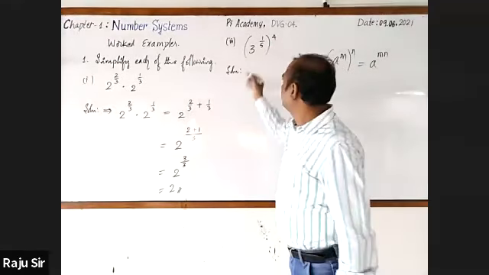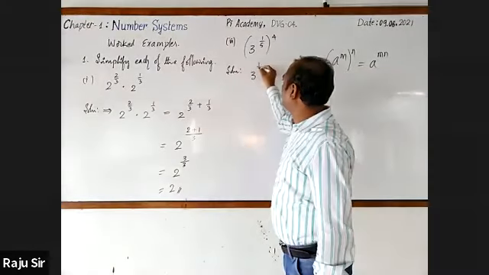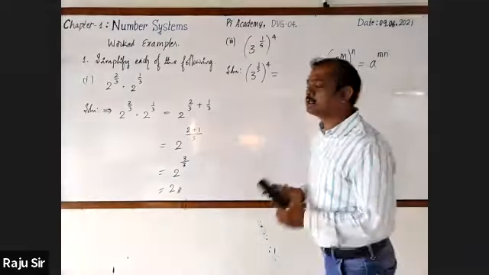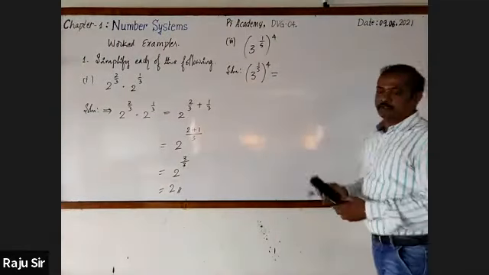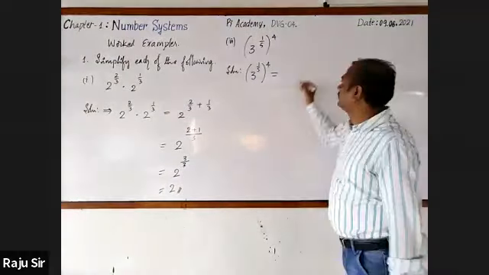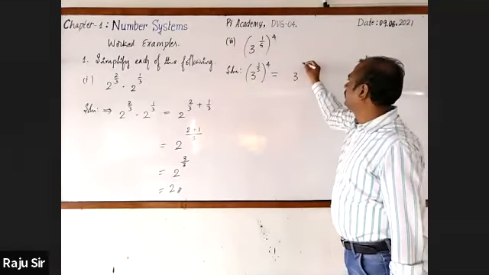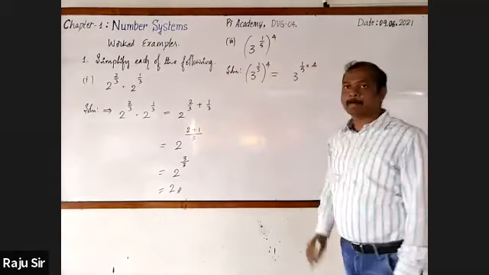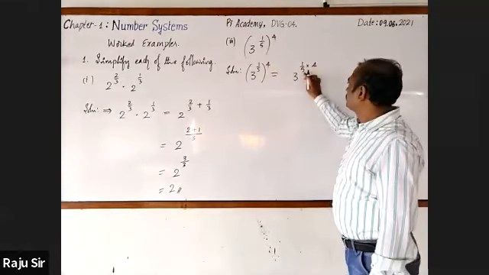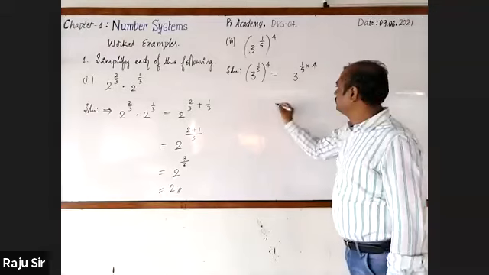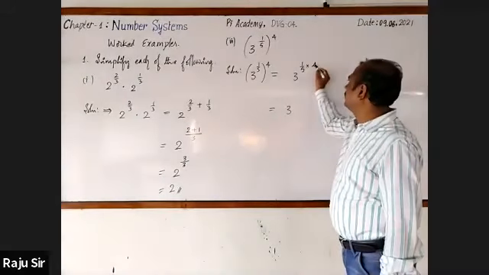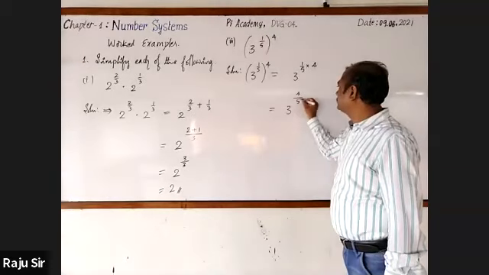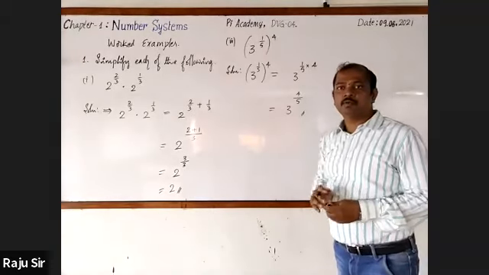It is 3 raised to the power 1 by 5, whole raised to the power 4. This is the given statement and is to be written as 3 raised to the power 1 by 5 into 4. So they cannot be cancelled further. Just you may write it as 3 raised to the power, multiply numerator terms, 4 ones are 4, then by 5. 3 raised to the power 4 by 5.